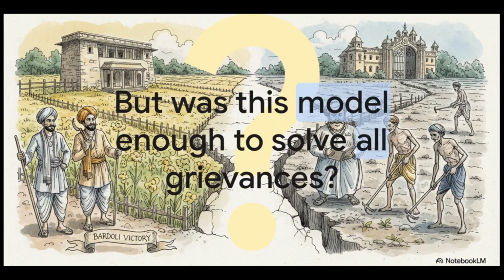But here's the million-dollar question. Bardoli was a victory, for sure, but it was a victory for land-owning peasants fighting the British government. What about the problems between tenants and their landlords, or between sharecroppers and the wealthy middlemen? The Bardoli model didn't really touch those deeper class conflicts simmering below the surface.